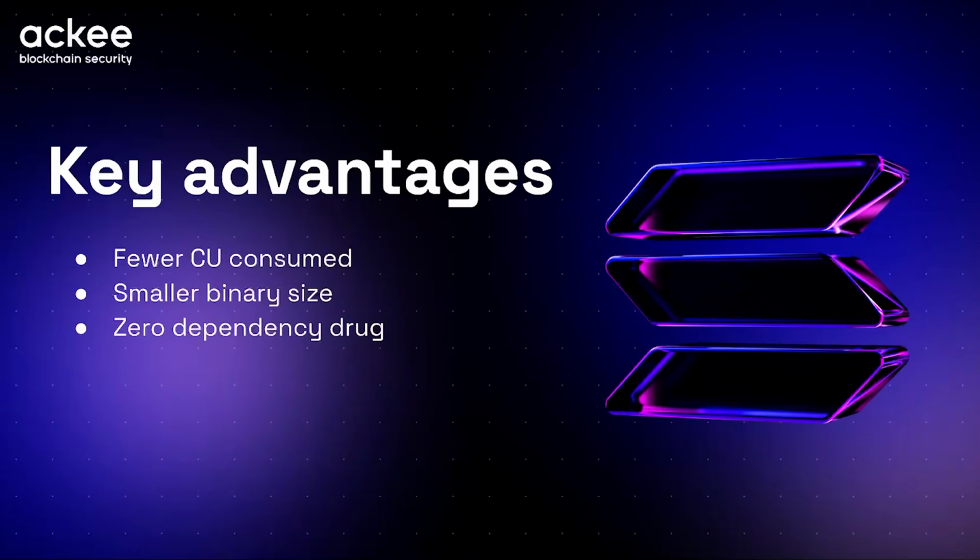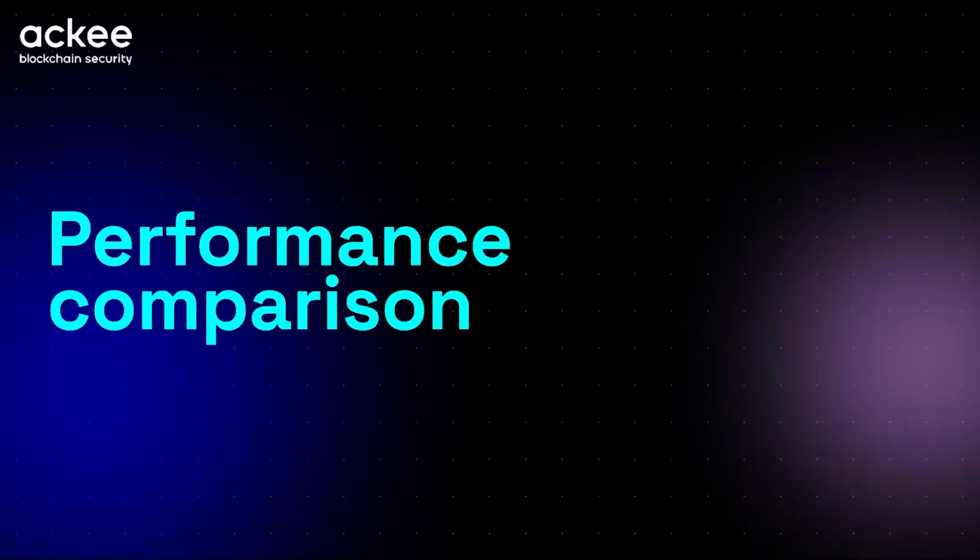breaking changes. While Anchor abstracts away many details with macros, Pinocchio makes code more explicit. This transparency helps developers understand exactly what's happening, which is particularly valuable when optimizing for performance or addressing security concerns. So now let's hop to the performance comparison.